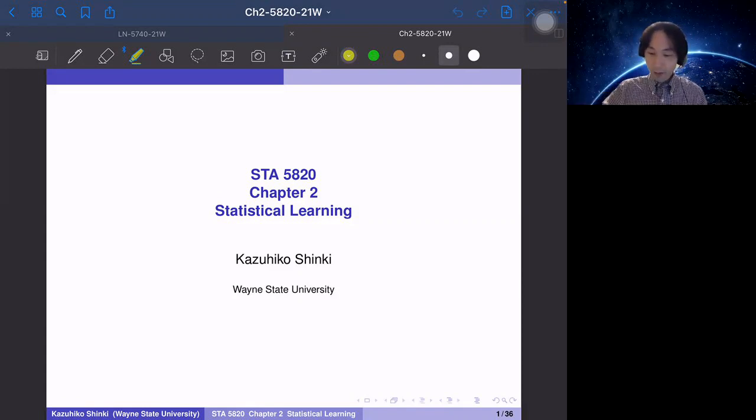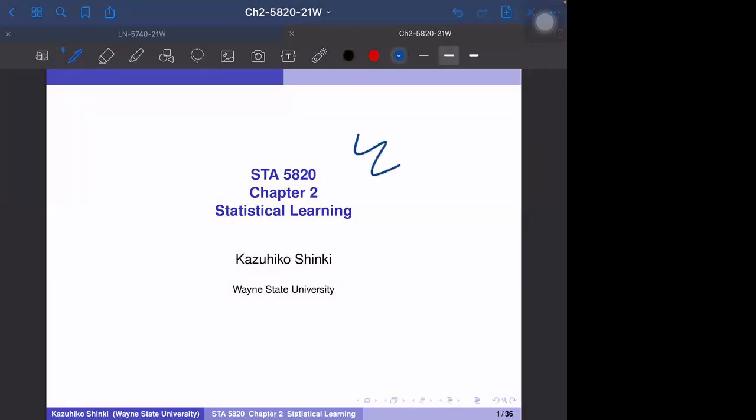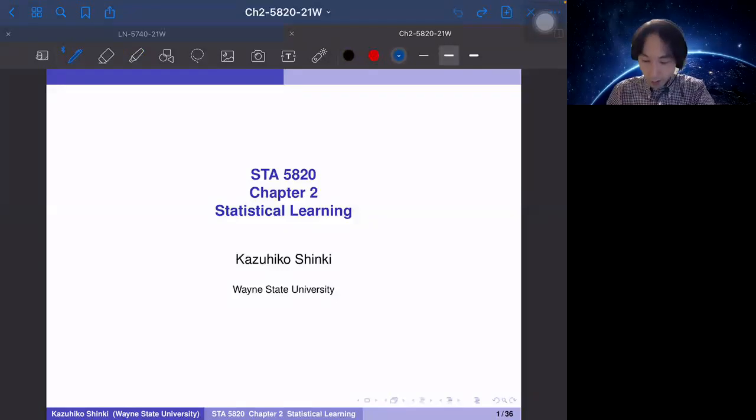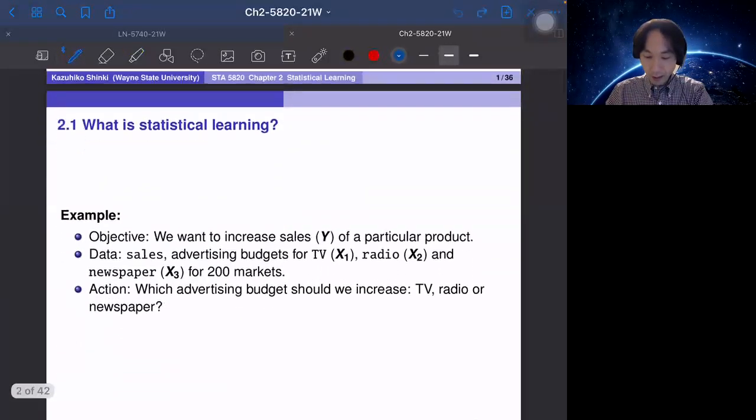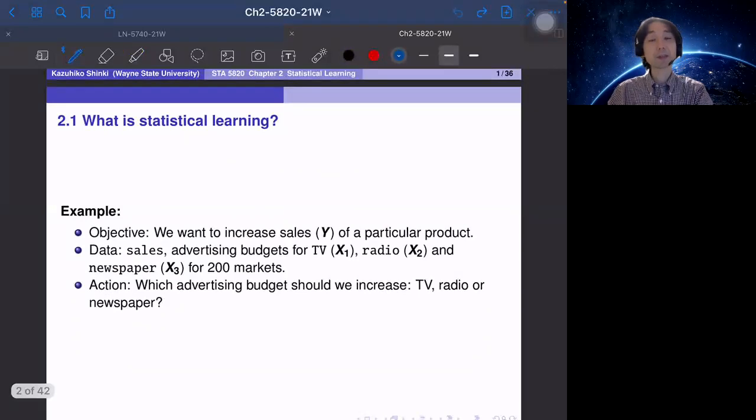Okay, so chapter 2, statistical learning. Mostly this chapter is about regression analysis.